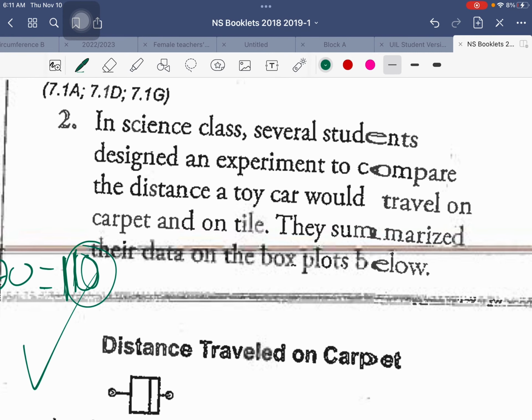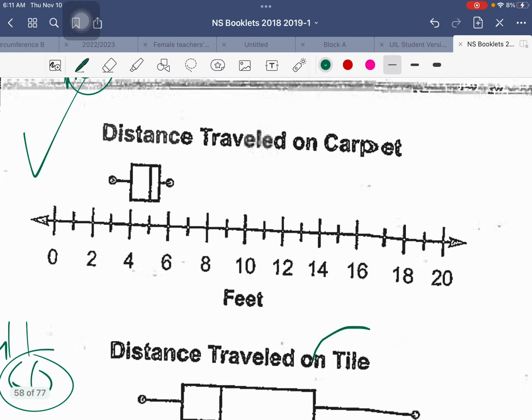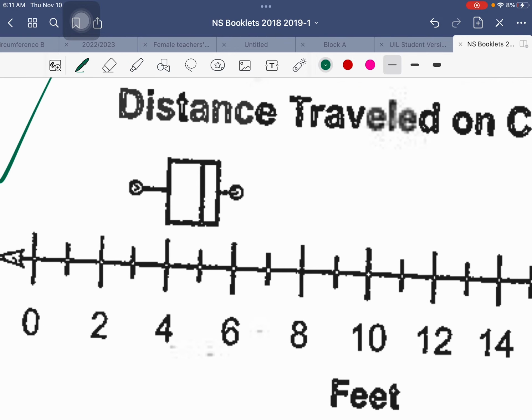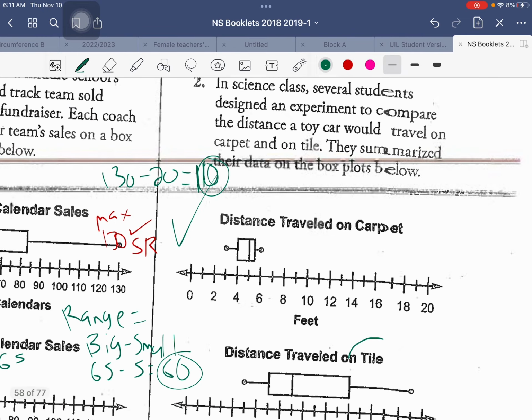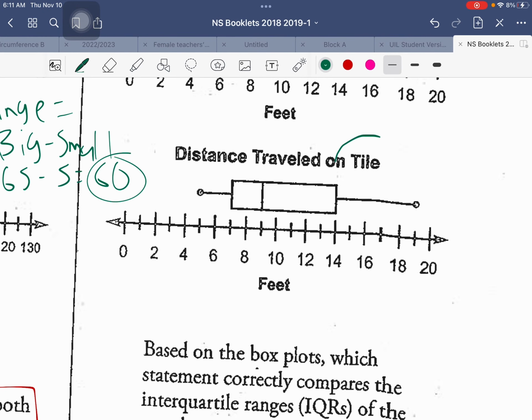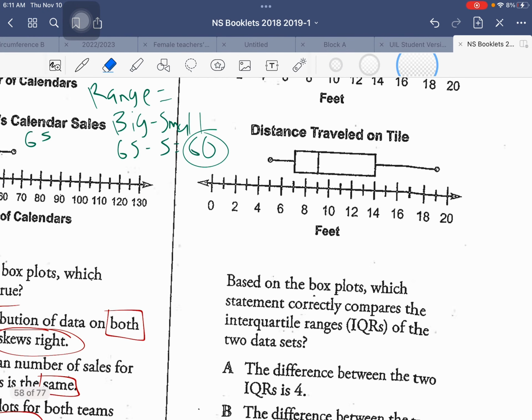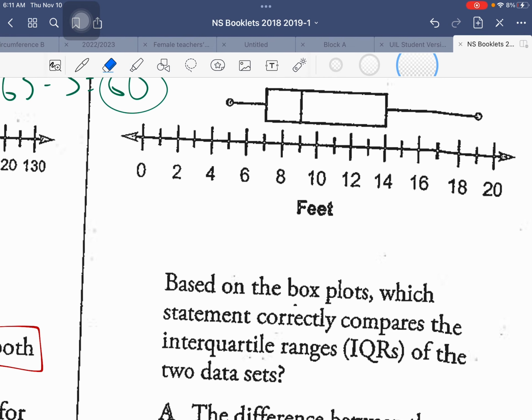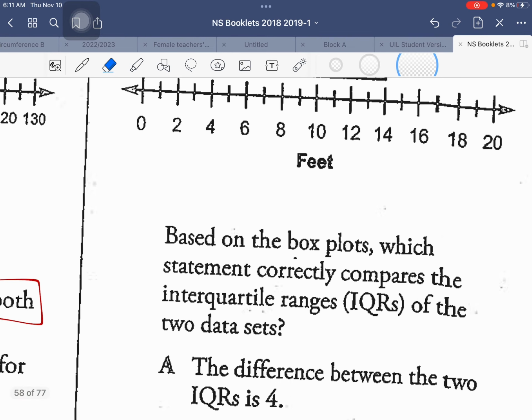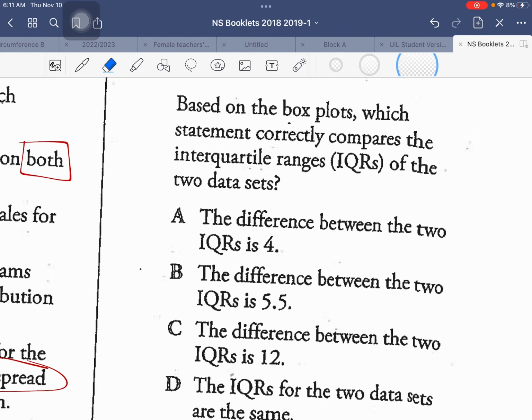In science class, several students designed an experiment to compare the distance a toy car would travel on carpet and on tile. They summarized their data in the box plots below. Wow, this is a very, very small box plot, so this should be easy. And the distance traveled on tile. Now, based on the box plots, which statement correctly compares the interquartile range of the two data sets?